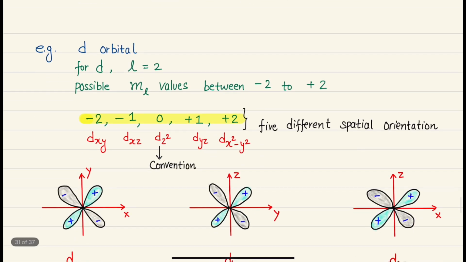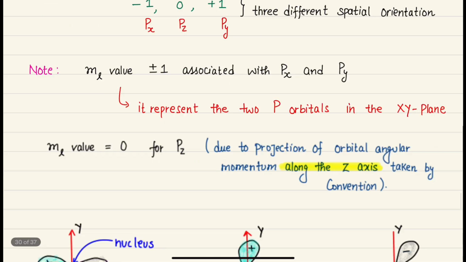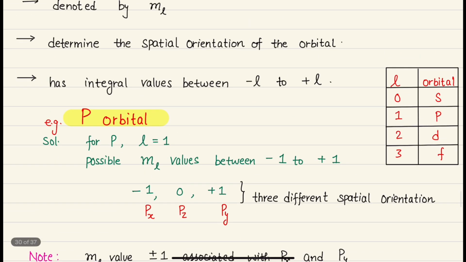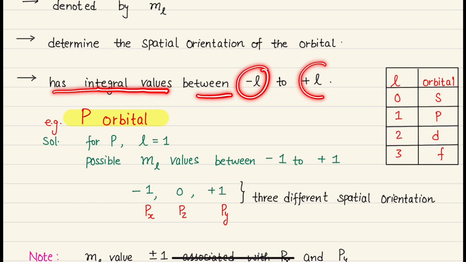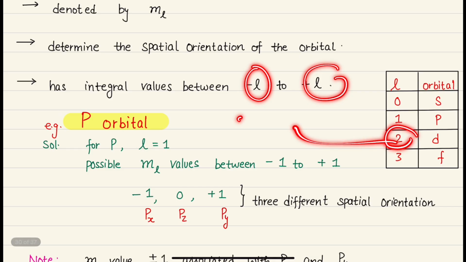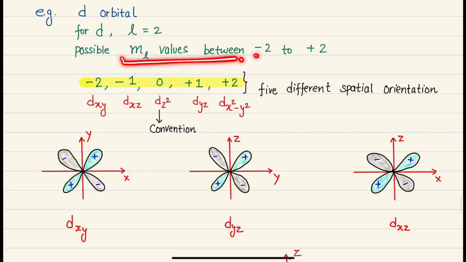Okay, now let's suppose for d orbital we know that the L value is 2, right or not? See here, for d orbital L value is 2. So now what are the possible ml values? Now find the ml value for d orbital. How can we find it? We have the formula. Magnetic quantum number has integral values between minus L to plus L. And we know that for d orbital the L value is 2. It means minus 2 to plus 2. See here, so ml value is between minus 2 to plus 2.